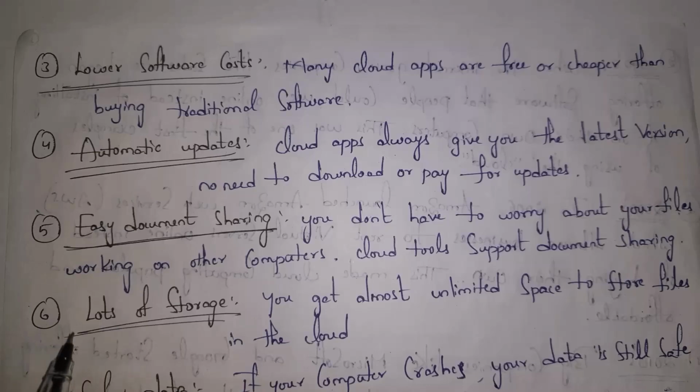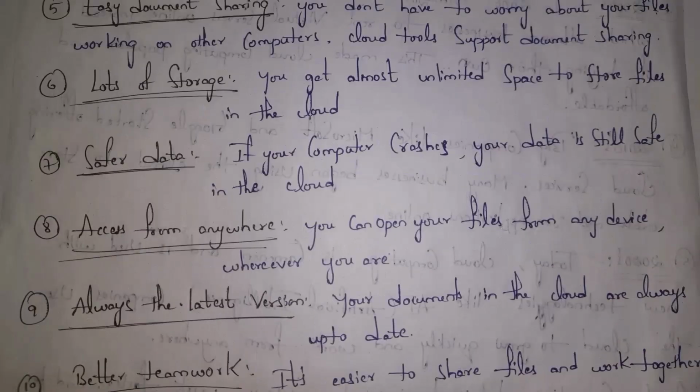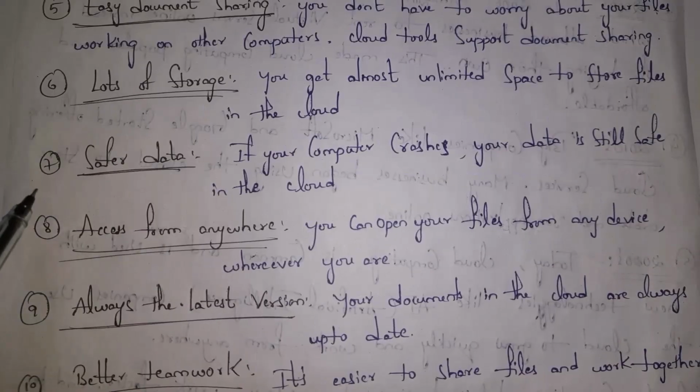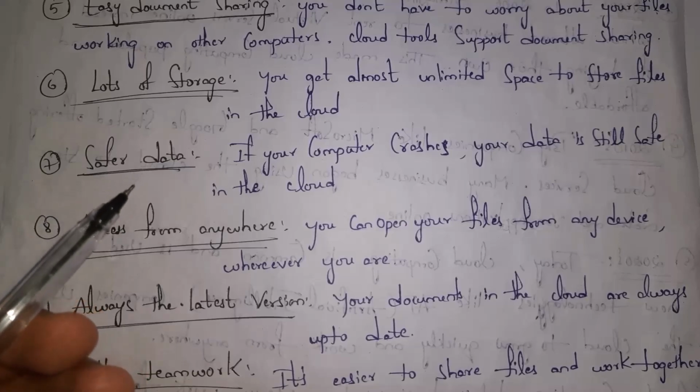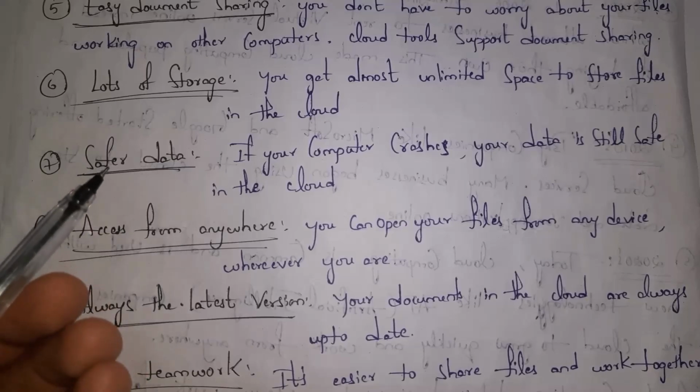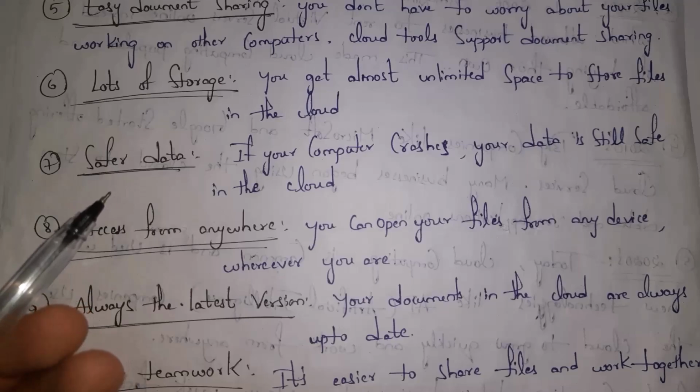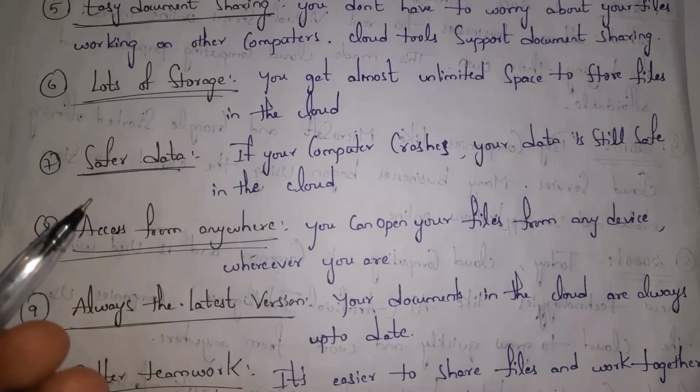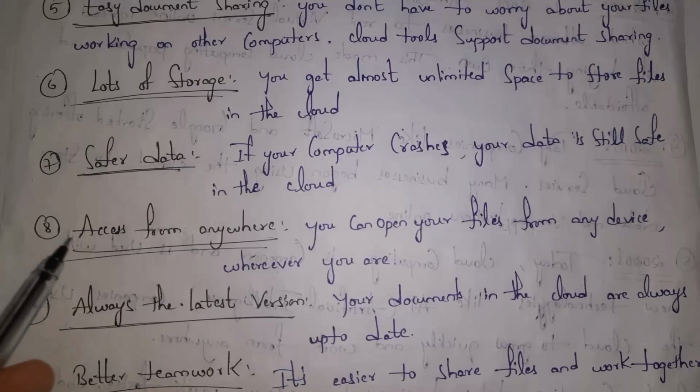And the sixth one is lots of storage. There is unlimited storage in cloud. And the seventh one is safer data. As we store complete data on the internet, even if your personal computer gets any problem, there is no need to worry because your data is stored in cloud. So even if your computer fails, by using any other device, you can open cloud and use it. And the eighth one is access from anywhere. Guys, in any location, by using any device, you can access your data in cloud. You just need internet, that's it.